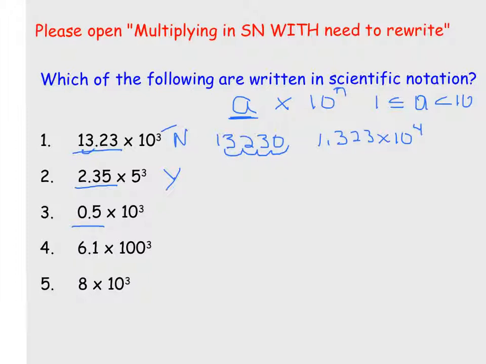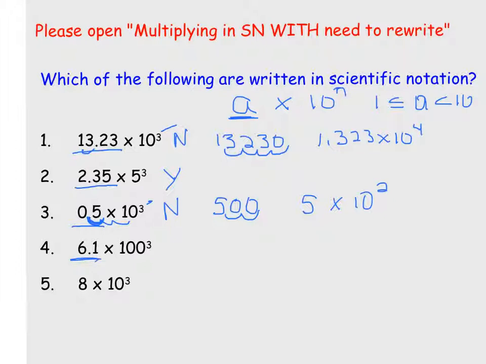Problem 3, no, this is not in scientific notation because 0.5 is less than 1. To put it in standard form, we'd have to move that decimal place 3 places. So it would look like this, 1, 2, 3, 500. And to put it back in scientific notation, 5 times 10 to the, we would have to move it 2 times. So we made the decimal 1 larger and this 1 smaller.